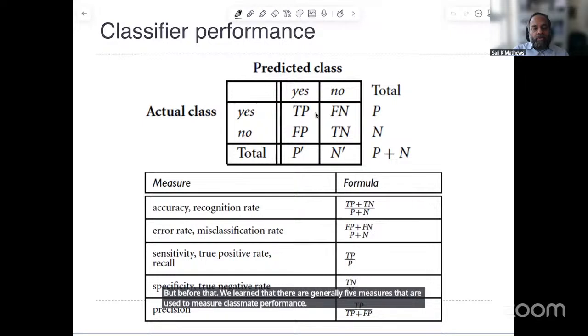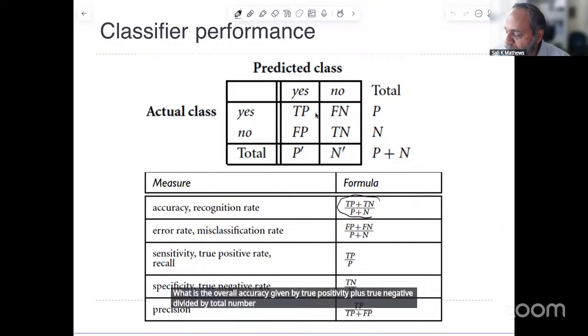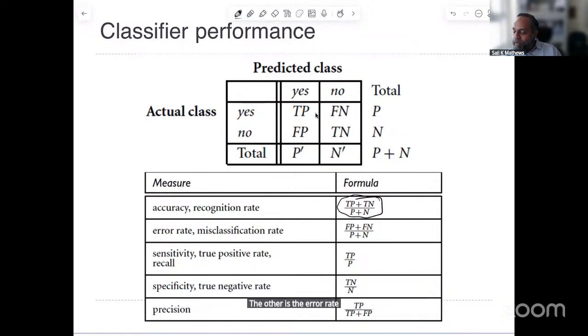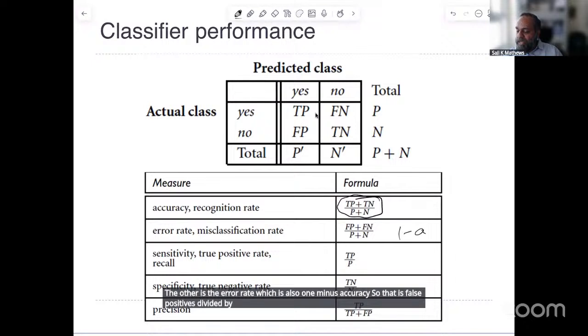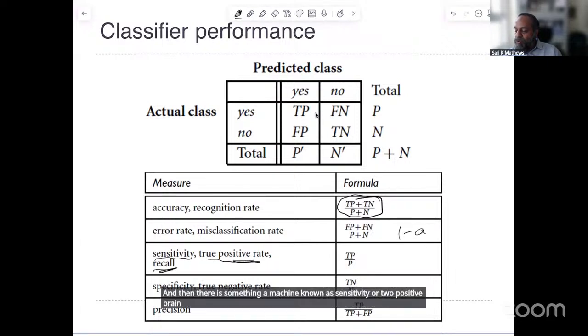One is the overall accuracy, given by true positive plus true negative, divided by total number of records. That is in the first row. The other is the error rate, which is also 1 minus accuracy. So that is false positives plus false negatives divided by total number of records. And then there is a measure known as sensitivity or true positive rate, also known as recall.